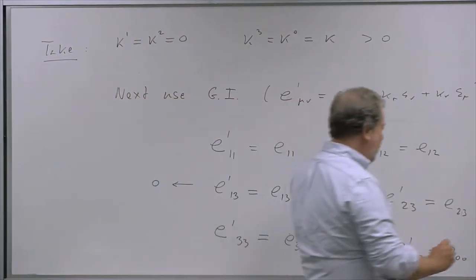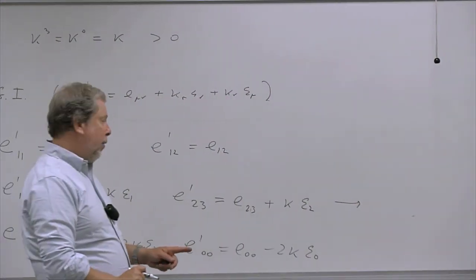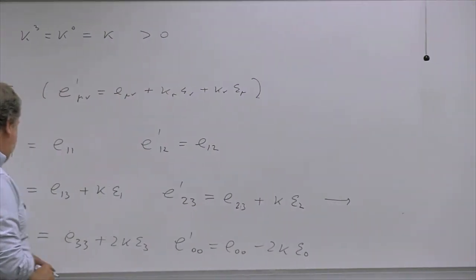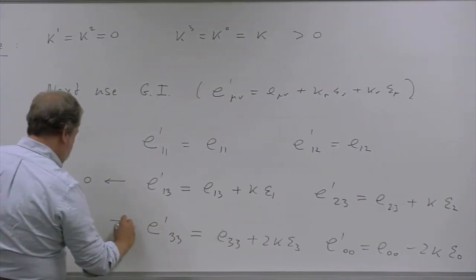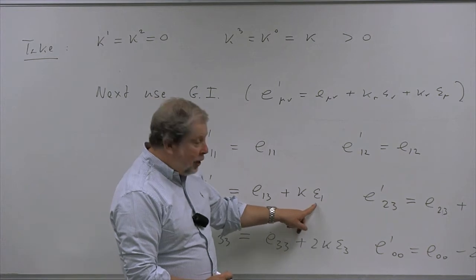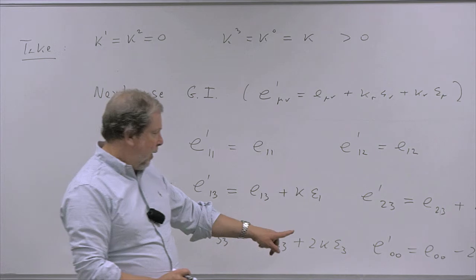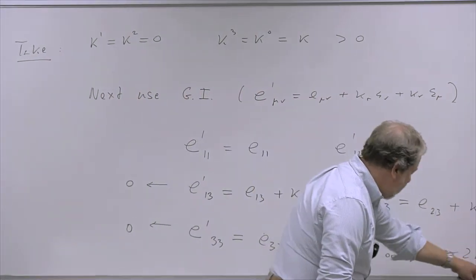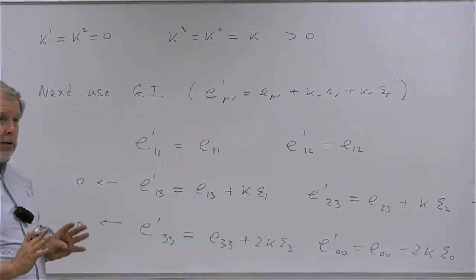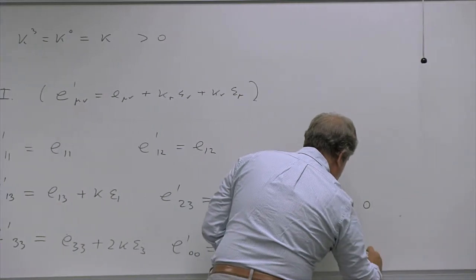We can set this one also to 0 by the choice of epsilon 2. Epsilon 2 is going to be minus E23 divided by k. And we can do the same with this one; we can set that to 0 as well. Why can we do that? Well, you can see that the epsilons that appear in those 4 are all different. There is an epsilon 1, an epsilon 2, an epsilon naught, and an epsilon 3. So we can adjust all 4 components of the epsilon so that all of these 4 are 0.